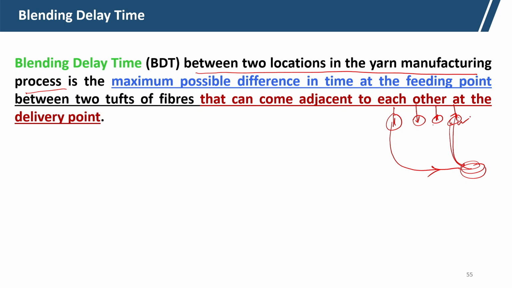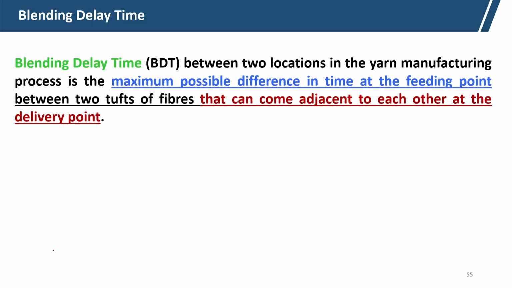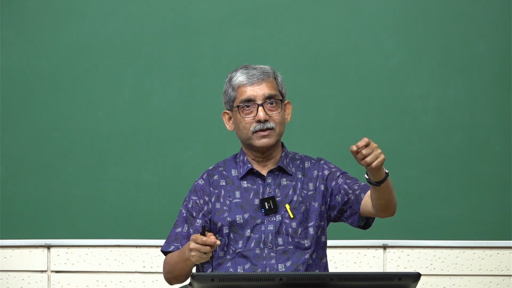So, the blending delay time does not take care of the issue where the fibers are not having the chance of coming adjacent to each other; that is the important thing. So, the maximum possible difference in time at the feeding point between two tufts. Two tufts will be at different points at the feeding point, at different times, and that difference is there.